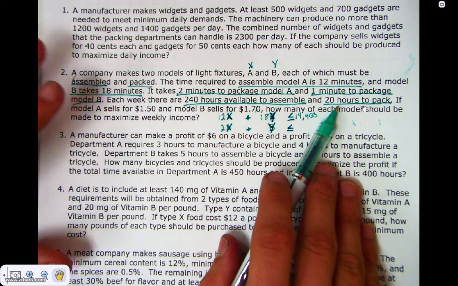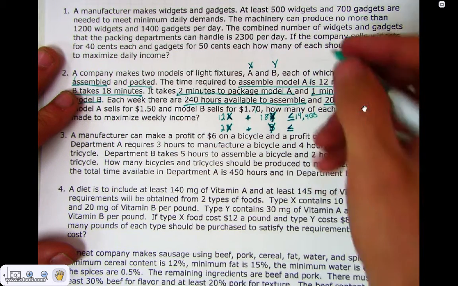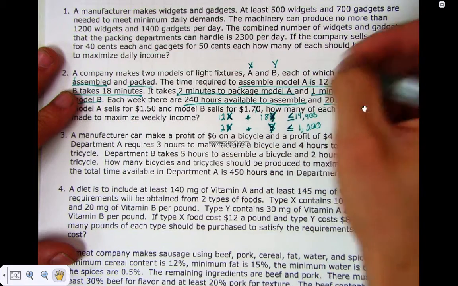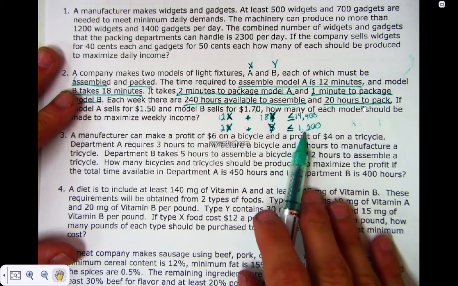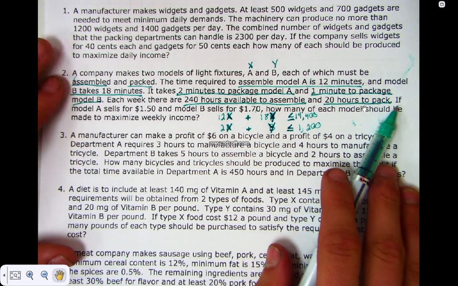So if we have 20 hours to pack, how many minutes is that? Well, 20 times 60 is going to be 1,200 minutes to pack, all right? So those are my 2 constraints. That's all the constraints I can make. Now here's my equation, or my optimizing equation.